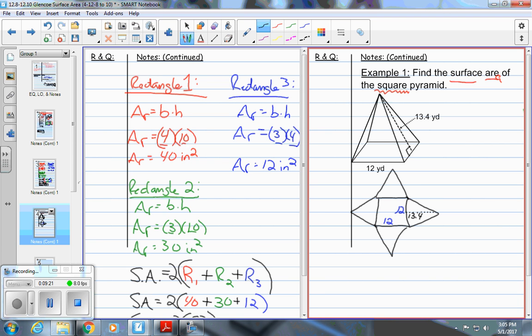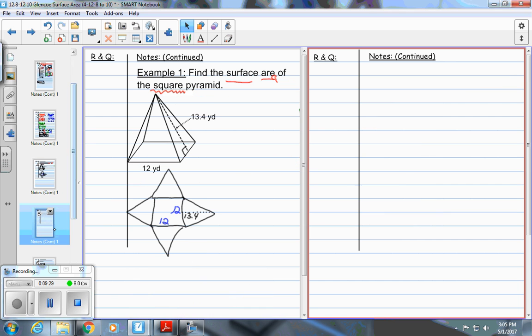Since it's a square pyramid, are any of these triangles different from each other? No, you're right. None of them are different. So I'm going to get a little bit of paper here, make some room. So we only have 2 actual shapes, square and triangle.